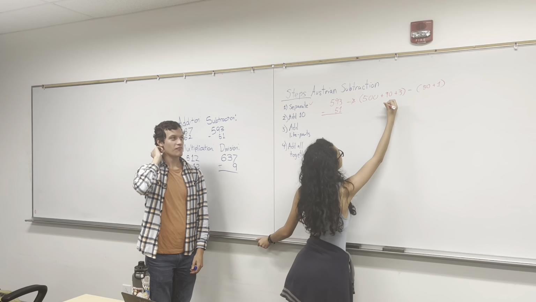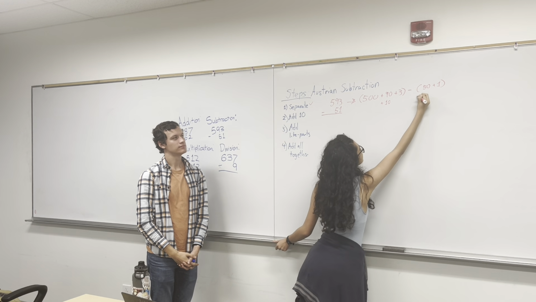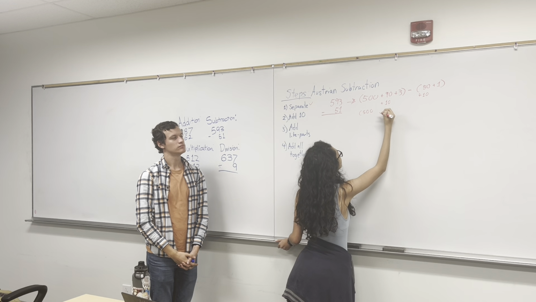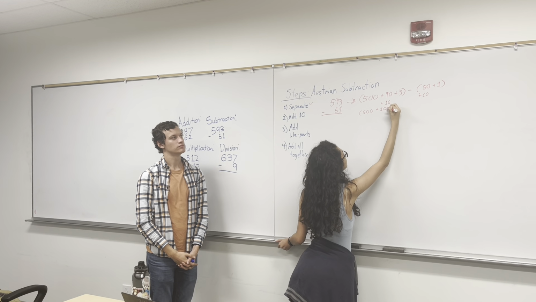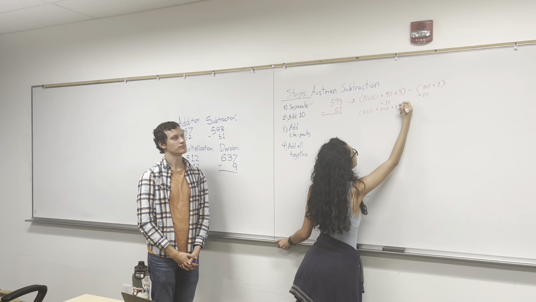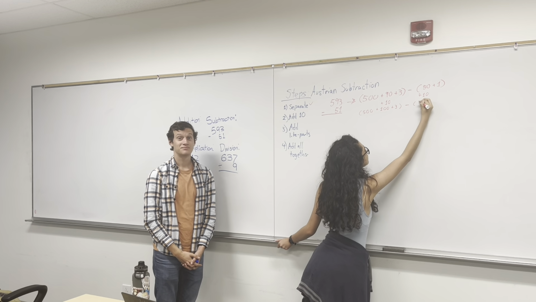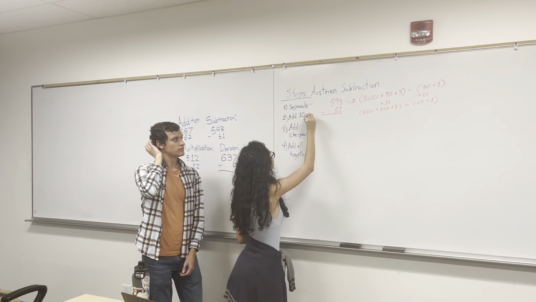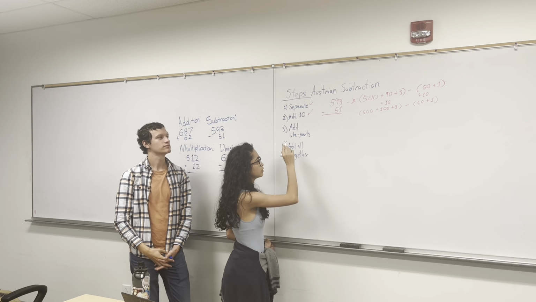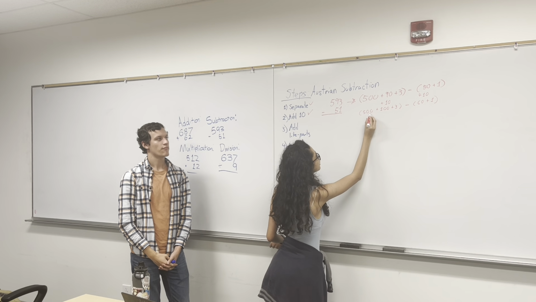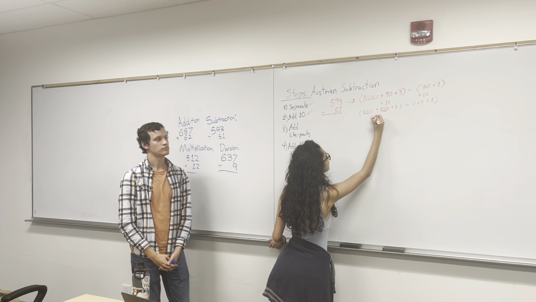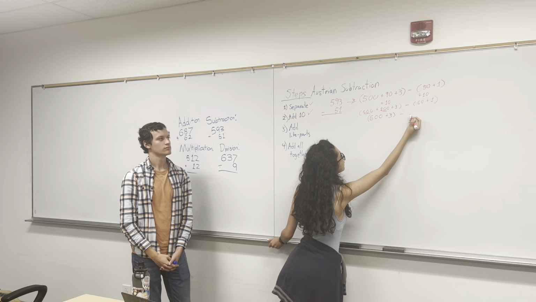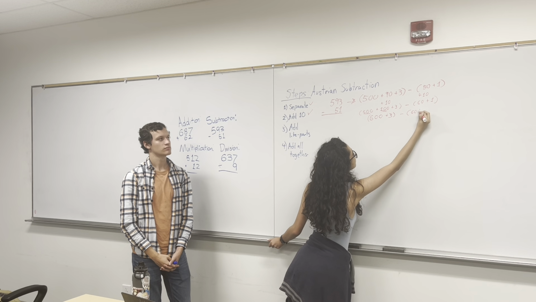Next, we add 10 to each section. So then we will get 500 plus 100 plus 3 minus 60 plus 1. And so that is the second step. Now for our third step, we will add like parts together. So 500 and 100 become 600 plus 3 minus 60 plus 1.